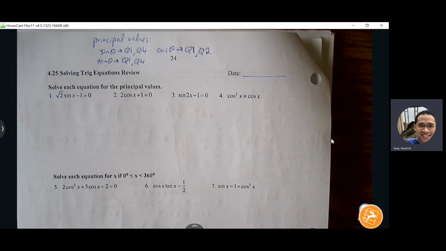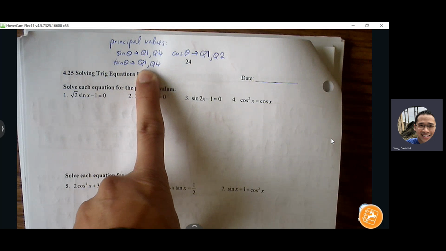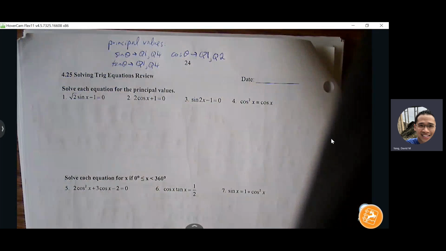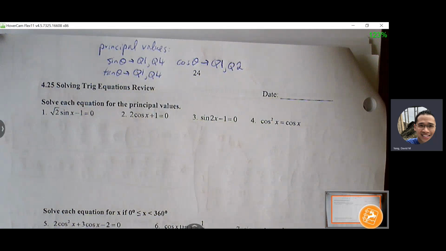Okay, so let's try number one. It says solve each equation for the principal values. So as a reminder, sine and tangent are just quadrants 1 and 4. Cosine is just quadrants 1 and 2. Okay, so basically just solve the equation and we'll worry about the principal values later. So try number one.